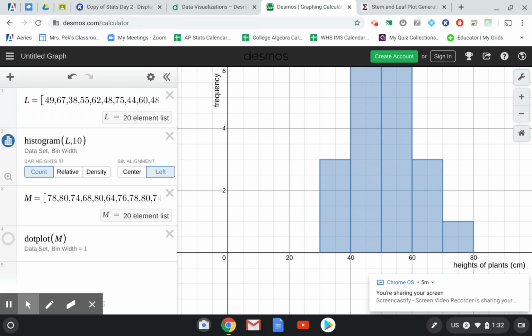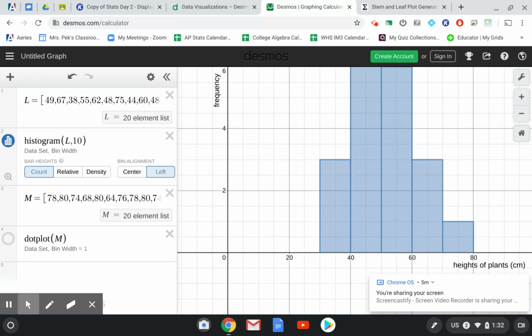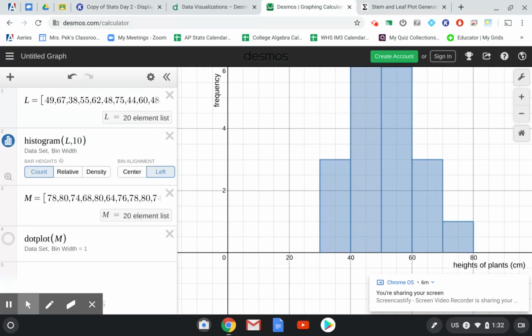I can set my bin width, which means the width of each bar or bin, as whatever I want. I decided that 10 would be a nice width, and you can play around with the bin width to see what looks right. Now, the bin alignment, center versus left, is where that discrete versus continuous variable comes in. Plant heights are continuous variables, so I'm going to do the left alignment so that my numbers are the boundaries between my bins, not the center. And here I've got count as opposed to relative frequency. I'm going to do count because I'm just doing frequency.